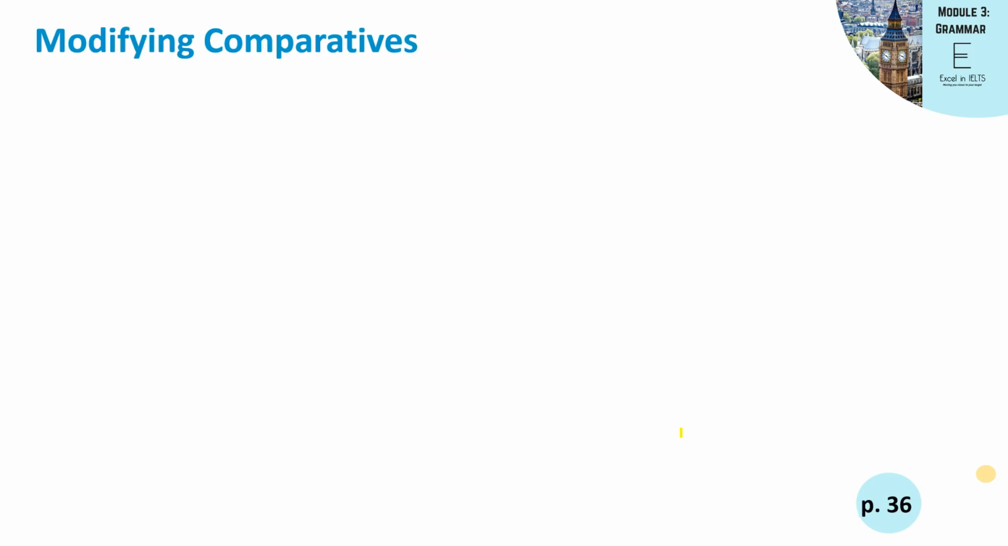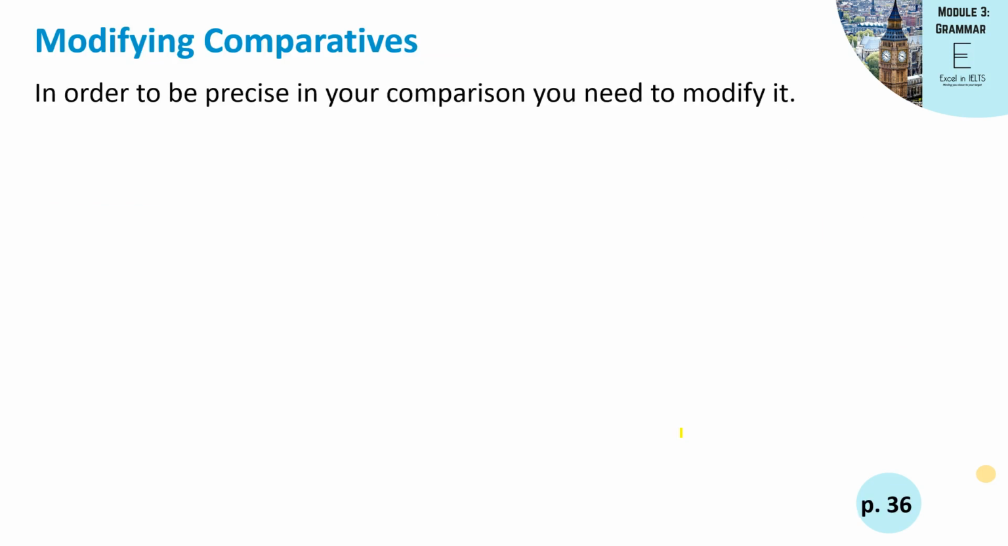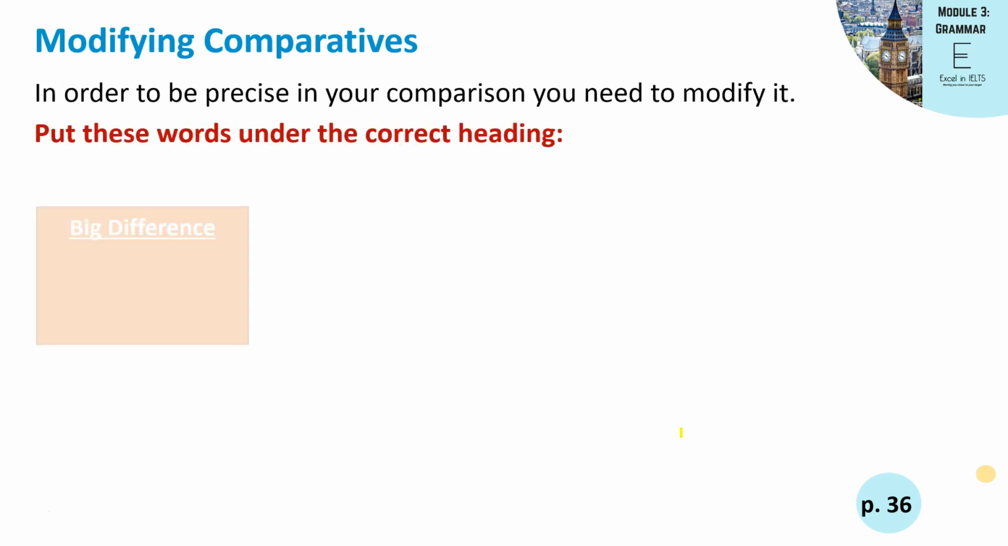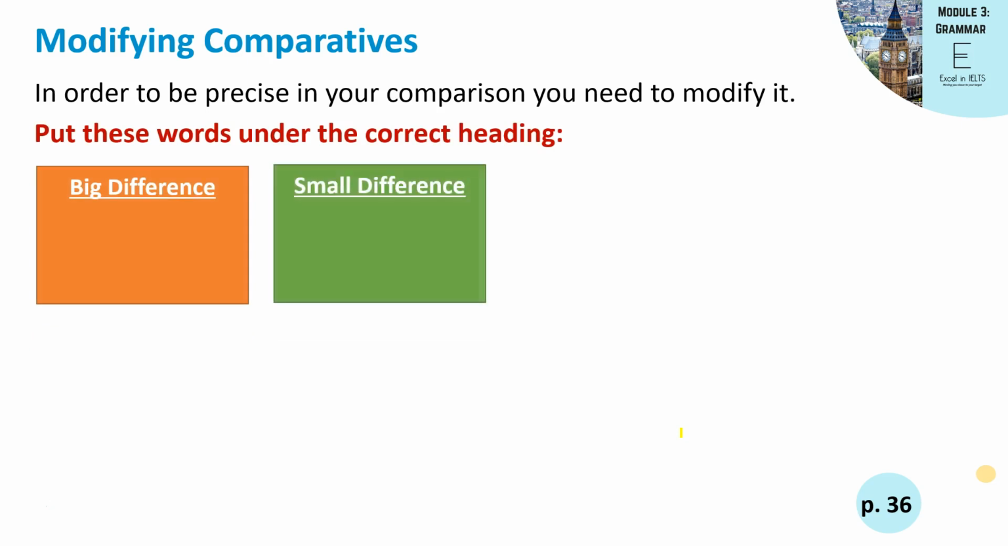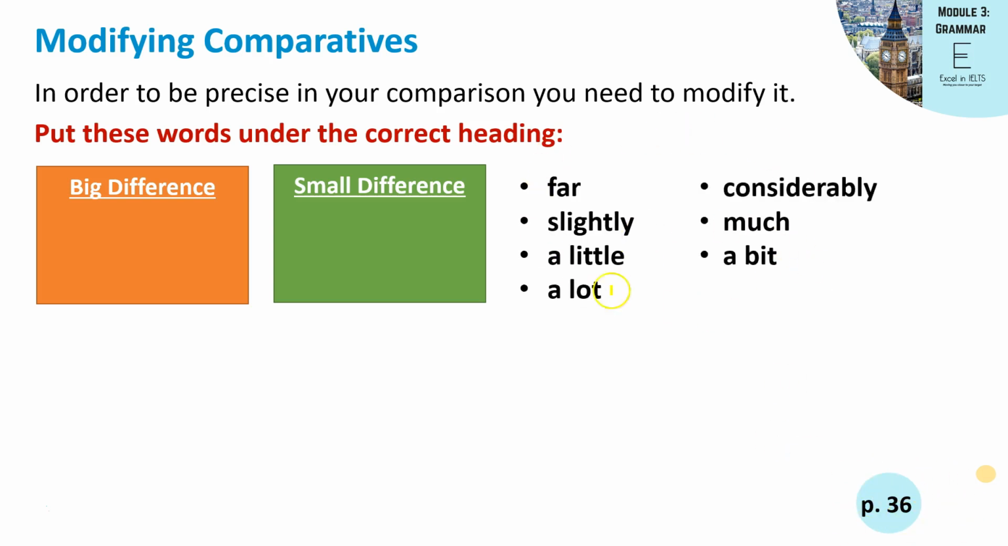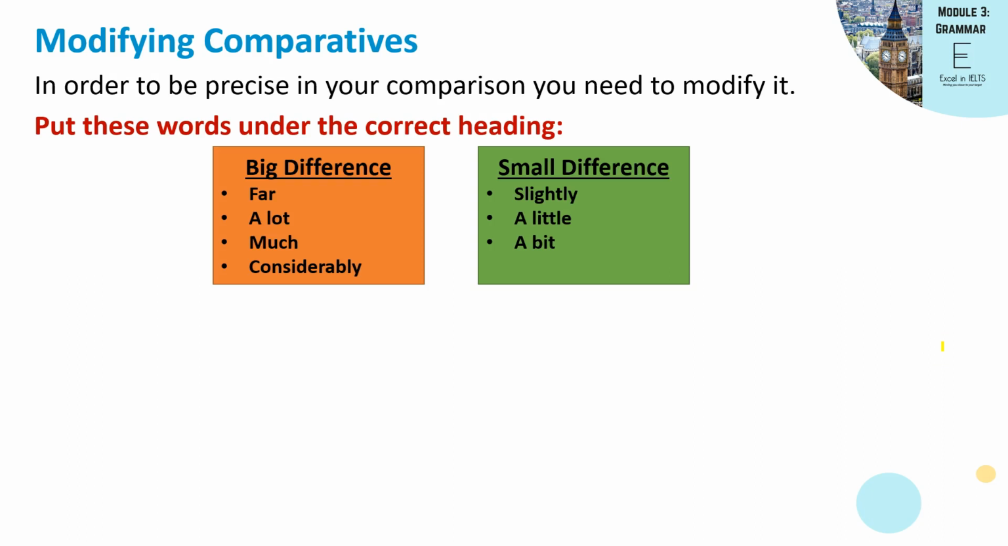So let's have a look at modifying comparatives. Now, in order to be precise in your comparison, you have to modify it to show whether there is a big difference or a small difference. So in this exercise, go to page 36, and I want you to put these modifiers into either a big difference or a small difference. So here are the answers. In terms of a big difference, you have far, a lot, much, and considerably. In terms of a small difference, it's slightly, a little, and a bit.